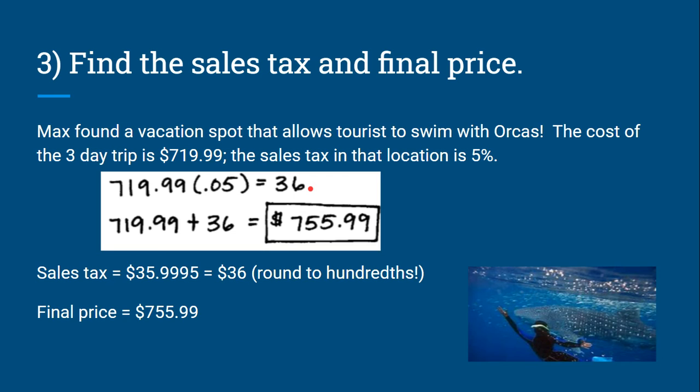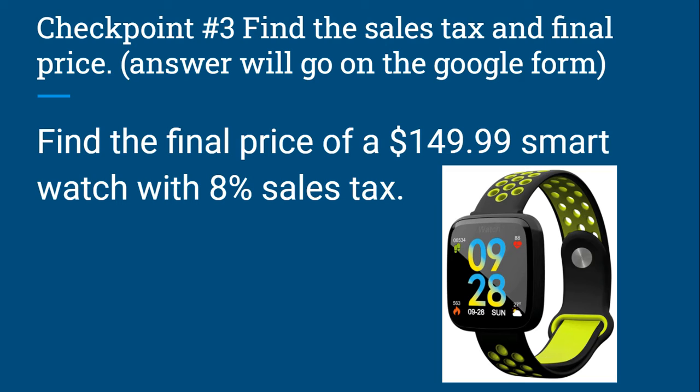All right, so when Max books this vacation spot, he's not only going to pay the $719, but he's got to add the $36 to it as well. So his final price will be $755.99. All right, you can pause the video and try this one, and your answer will also go in the Google form.